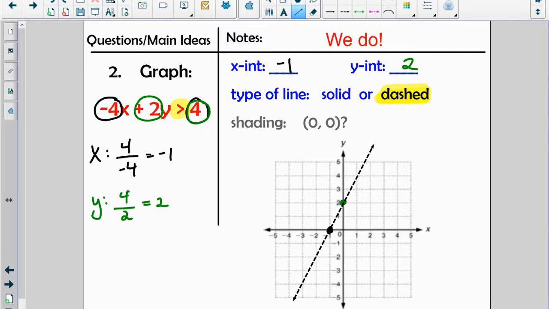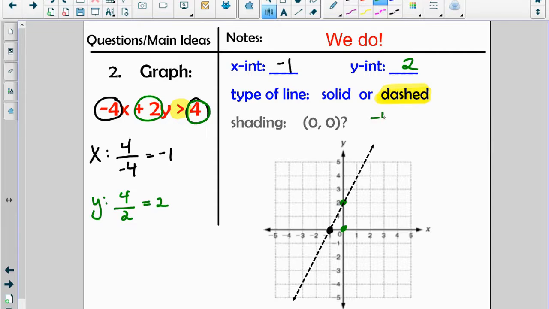Now I can't just look at my inequality symbol and use that to determine if I shade above or below. That doesn't always work when it's in standard form. It only worked when it was in slope-intercept form. So instead, we want to choose a test point that is clearly not on our line. So we can see here that the origin, 0, 0, is not on the line. It's on the lower right-hand side of the line. So let's use that as a test point.